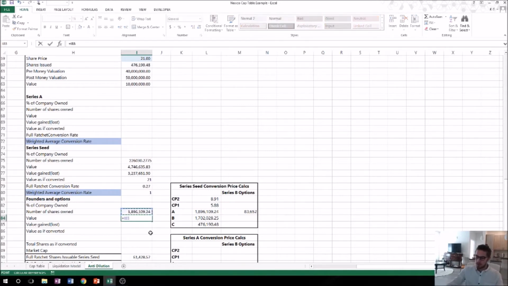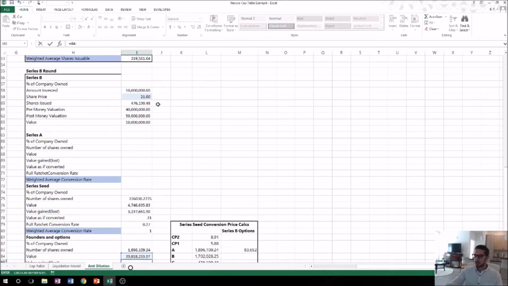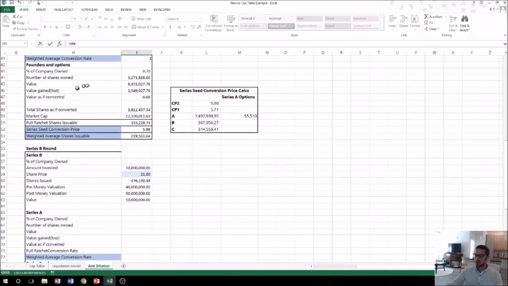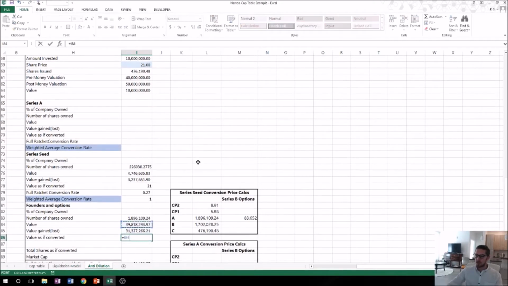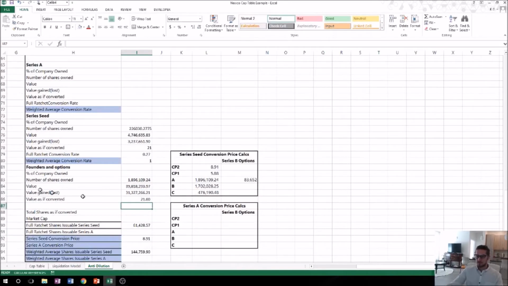Then value is that number times the share price. Value gained, once again, from the previous round is what we're going to reference, that 8.491. And then value as if converted, just to check, make sure everything's working out, $21. So that's where we go from there.